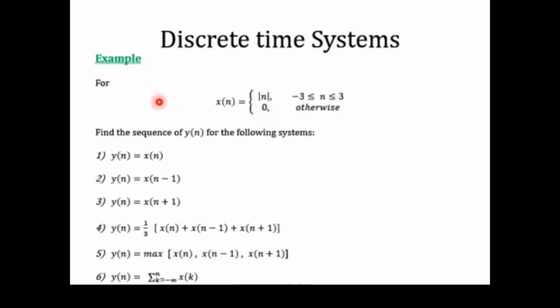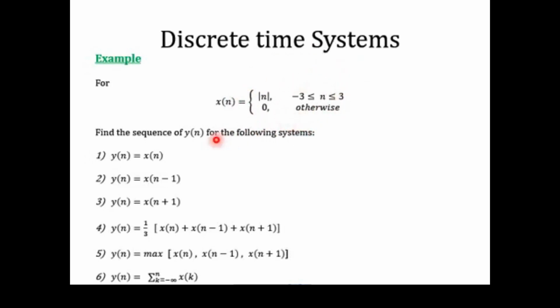In this example, the input signal x of n is given to us in the functional representation, where x of n is equal to mod of n and the range of small n is from -3 to +3, and x of n is equal to 0 elsewhere. So this x of n is representing a bounded input signal where it is defined only from -3 to +3.